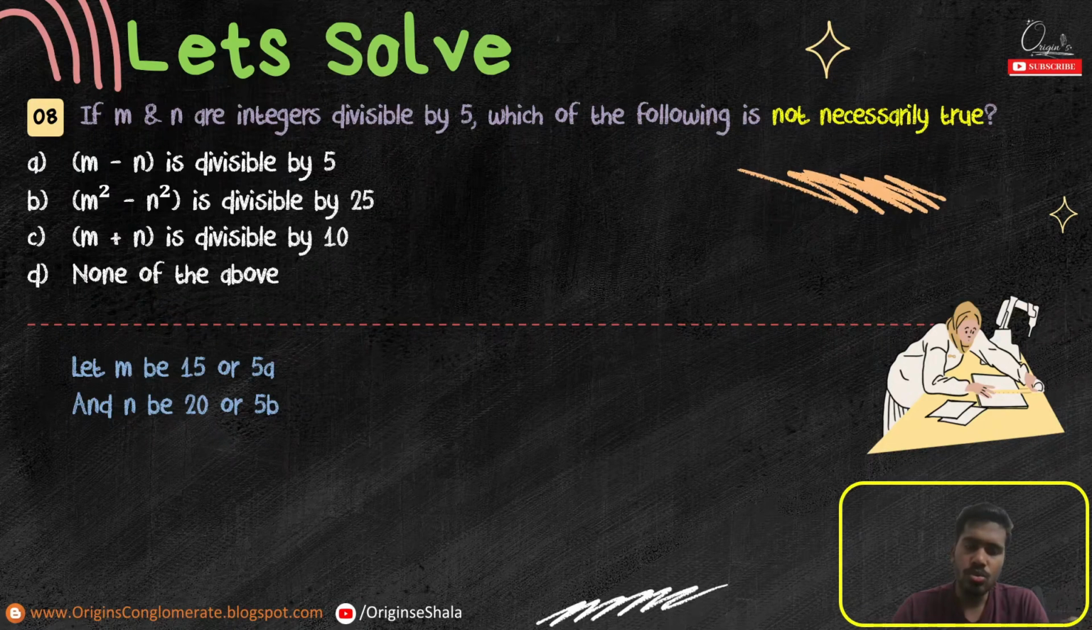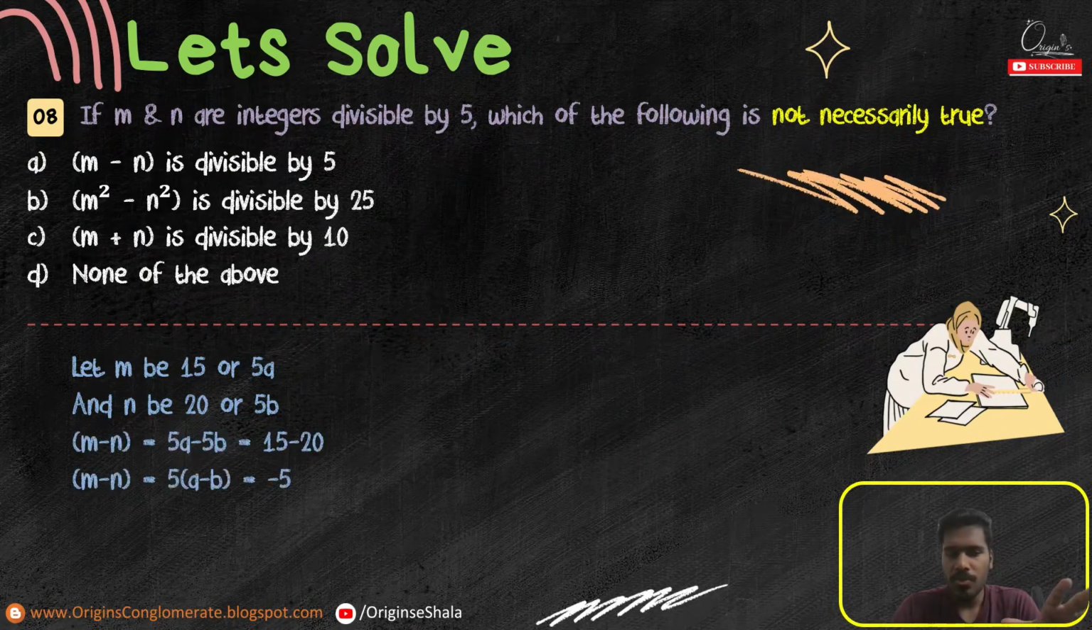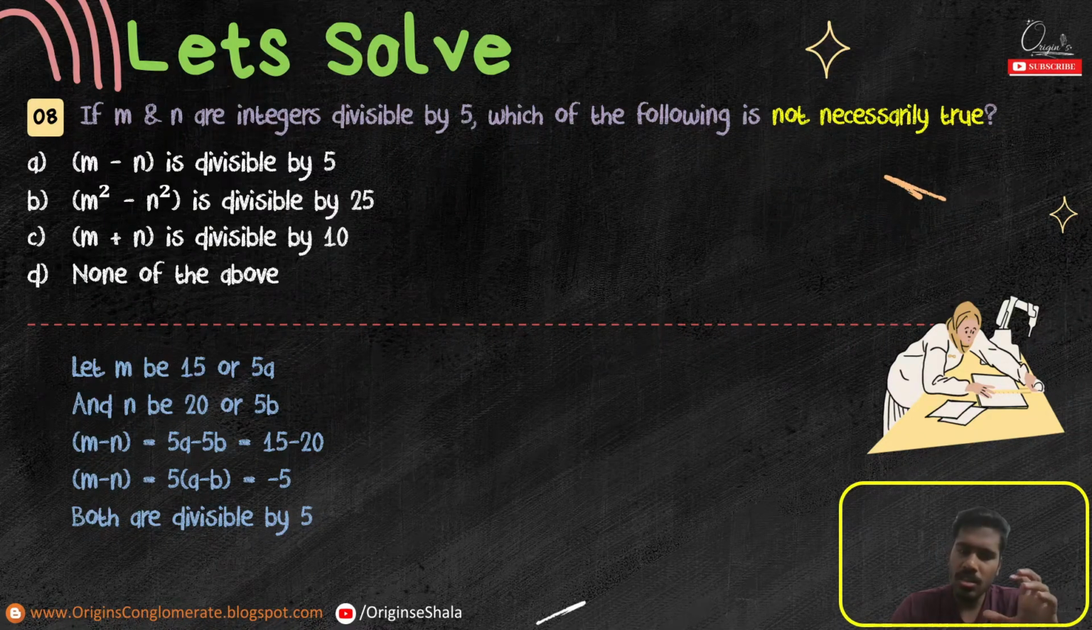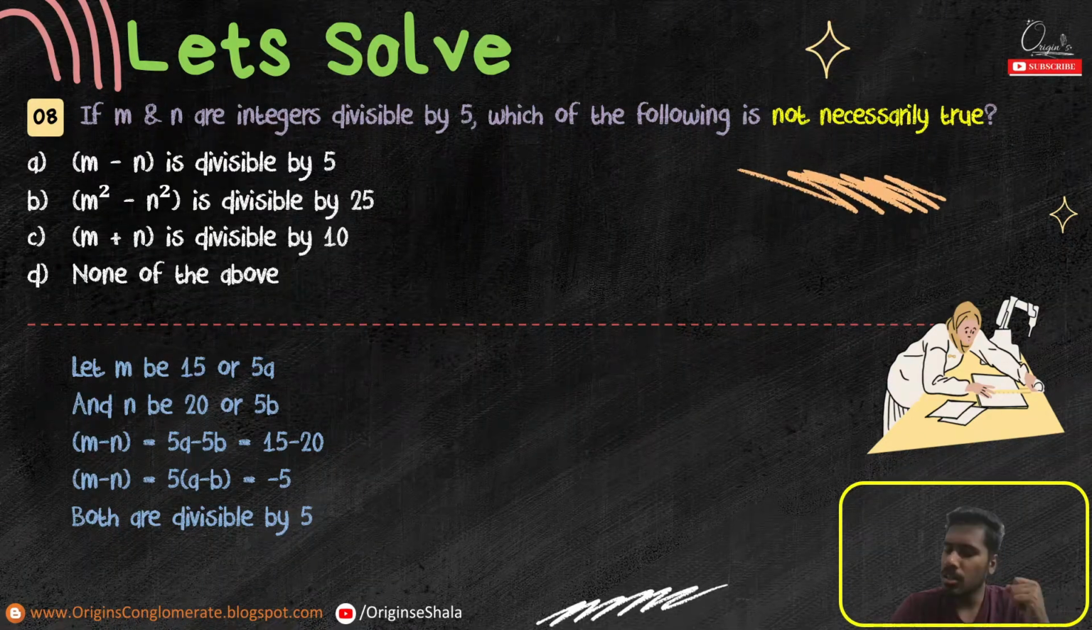Now I will try to do these operations on both these values. As you can see here, if I am getting the numeric value, I am getting minus 5, which is obviously divisible by 5. Even though the quotient would be negative, it is completely divisible by 5. But I am not always sure whether the numbers will be 15 and 20, right? They can be any multiple of 5. That's why I introduced this variable.